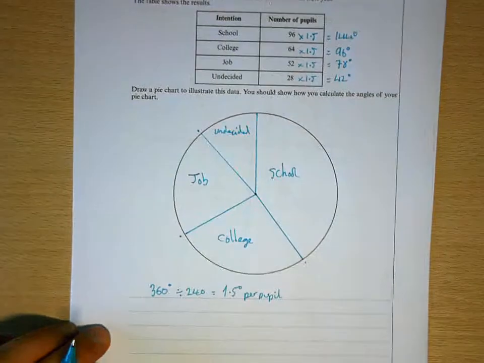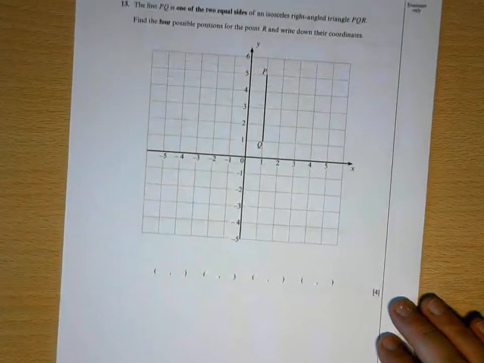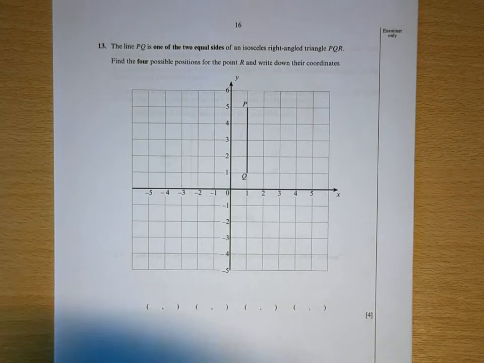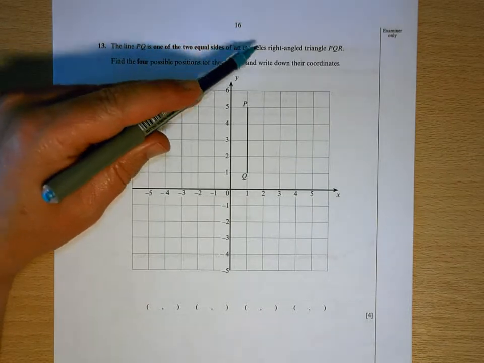So there's your pie chart. That's worth 4 marks. Now we've got some coordinates to deal with. The line PQ is one of the 2 equal sides of an isosceles right-angled triangle.